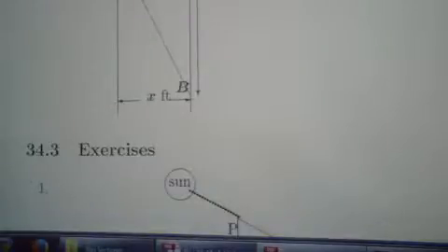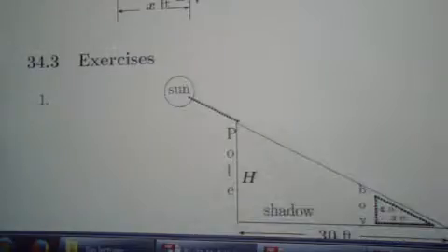Then we have exercises, I guess the same type of problem as the previous one. Now instead of a boy who is 3 feet tall, we have a boy who is 4 feet tall and casts a shadow of 3 feet rather than 2 feet like previously.